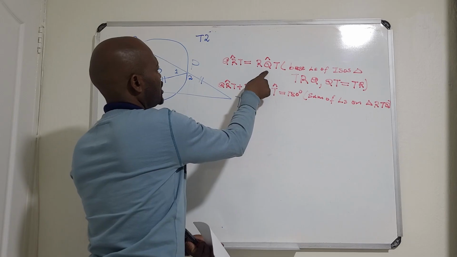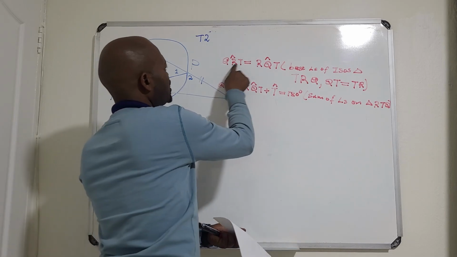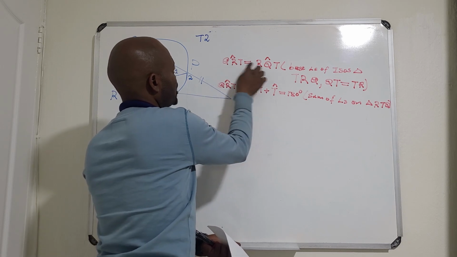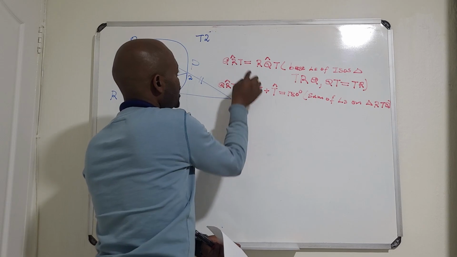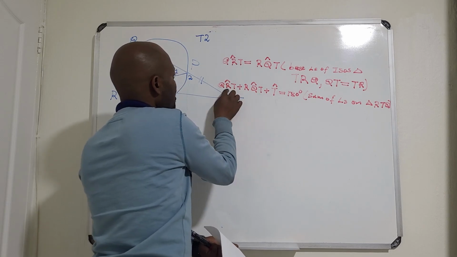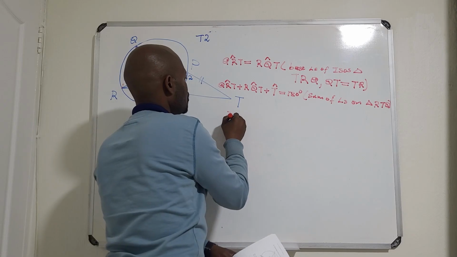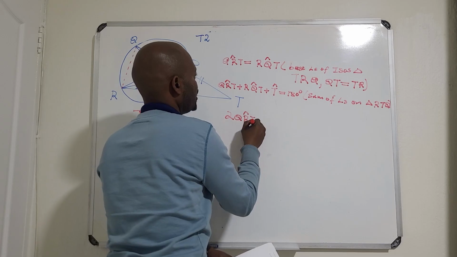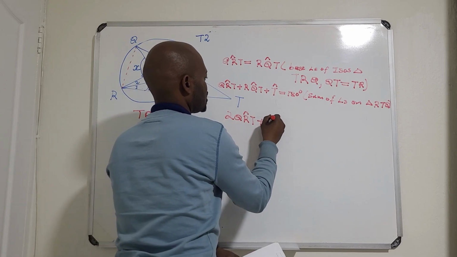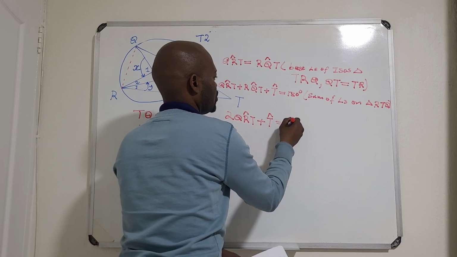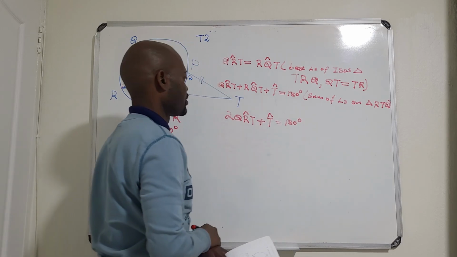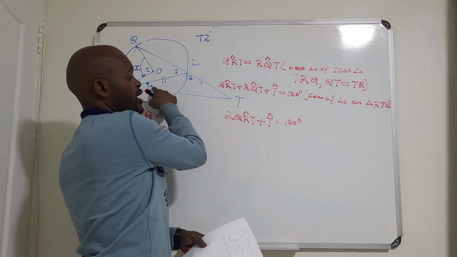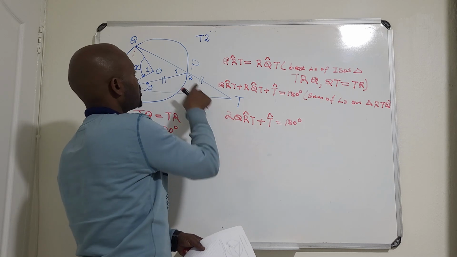Now, this is equal to that. If this is equal to that, I can put this here because this is equal to that. This plus this obviously is going to be 2 angle QRT plus angle T, which is equal to 180 degrees. We must not forget this is 30. Since we've got our y to be 30, we said this angle is equal to this angle.